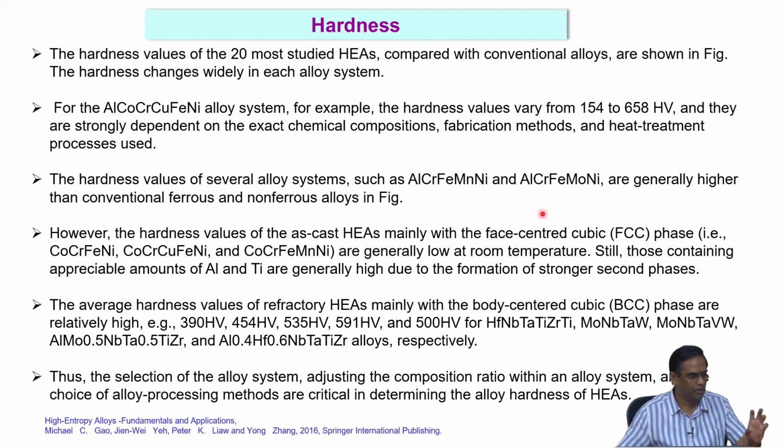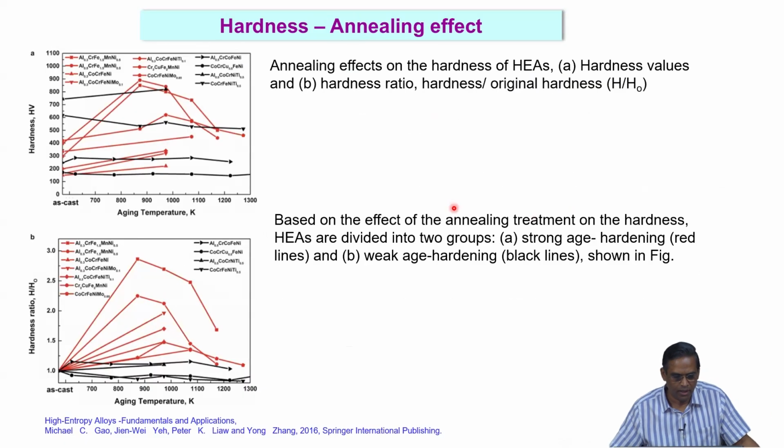Of course, for academic interest, you can produce any kind of new alloy, but that can be done only in a small quantity, or you can take different powders and then mix them, compact them and produce the alloy. So, how is this hardness going to be manipulated? First is the annealing effect. Suppose you anneal these alloys, all these alloys.